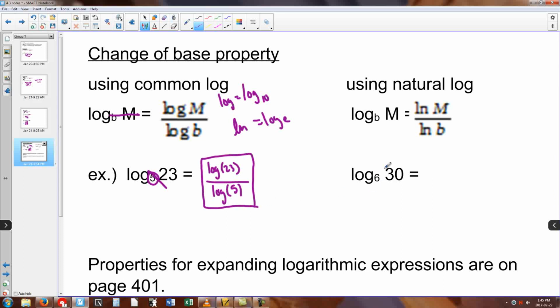Okay. Over here, we could also do the same thing with ln. If you don't like using base 10 logs, you can use ln, and it does the exact same thing. If we did a little division, 30 is on top, 6 is on bottom, making this ln of 30 over ln of 6. Now, I'm going to show you how to do it in the calculator two ways.